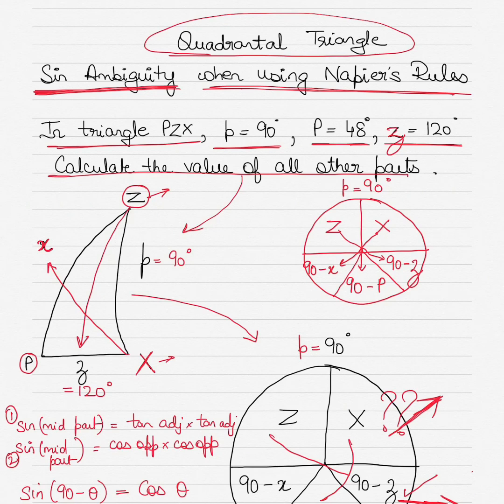So guys, I hope this video was useful to you and you understood how to not only solve a quadrantal triangle and when to introduce the extra negative sign, but also to resolve the sign ambiguity if it occurs. So always keep checking when sign ambiguity may occur, especially with respect to the corresponding angle or side value.